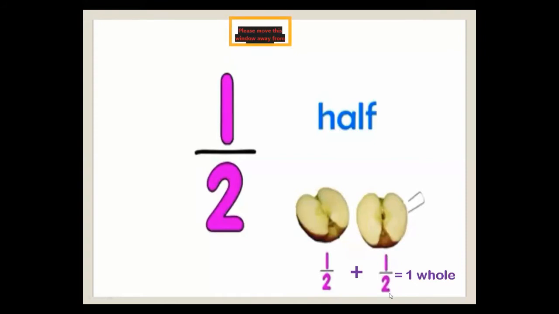When we join these two parts again, they will become one whole. So this is the proper way of writing one whole in a mathematical way. And this is the proper way of writing half, 1 over 2, in the mathematical way.